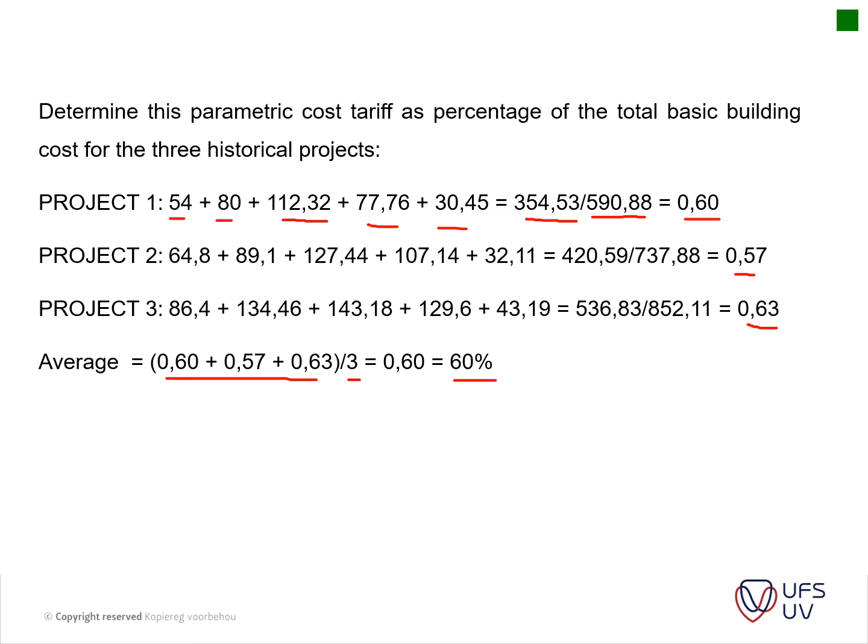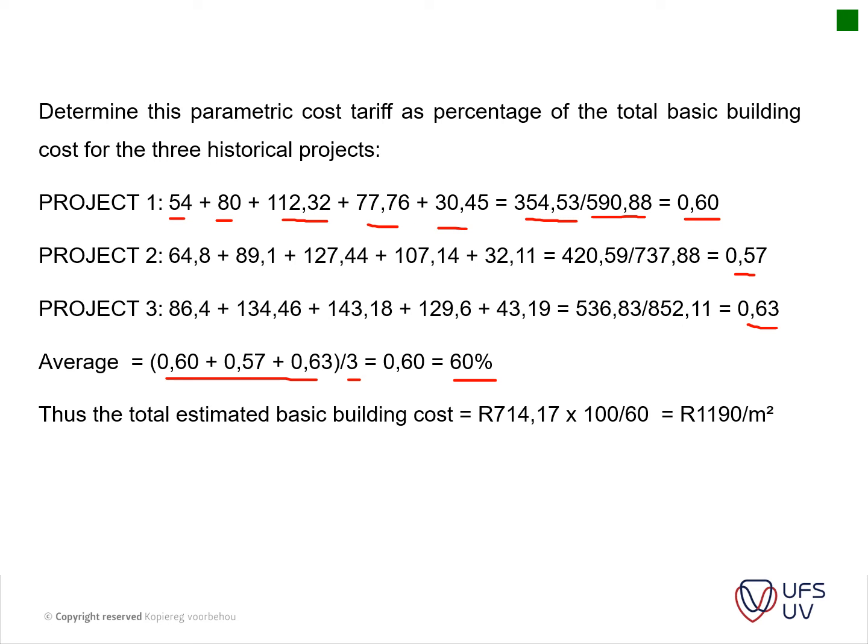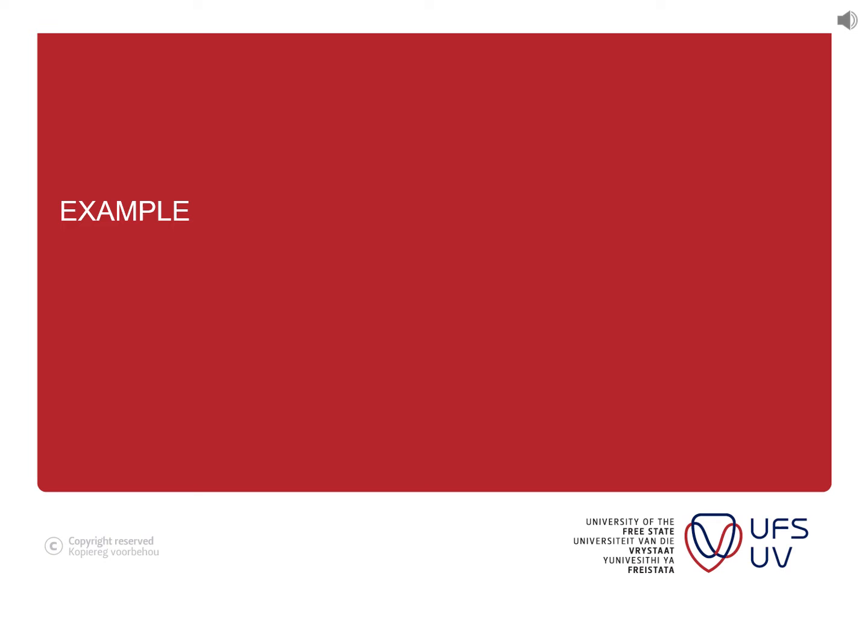Now that's all well and wonderful, but what do you do with that? You take your estimated building cost of 714 Rand and 17 cents, which we calculated earlier on, and you extrapolate it, if you want to use the correct term. Basically you build it up to your total cost, which is 100 over 60, and you get your new estimated cost per square meter using the parametric system. I think that will make sense.